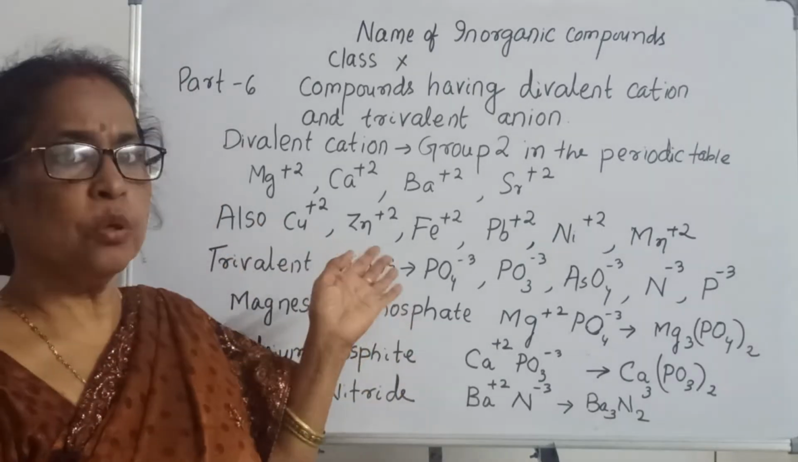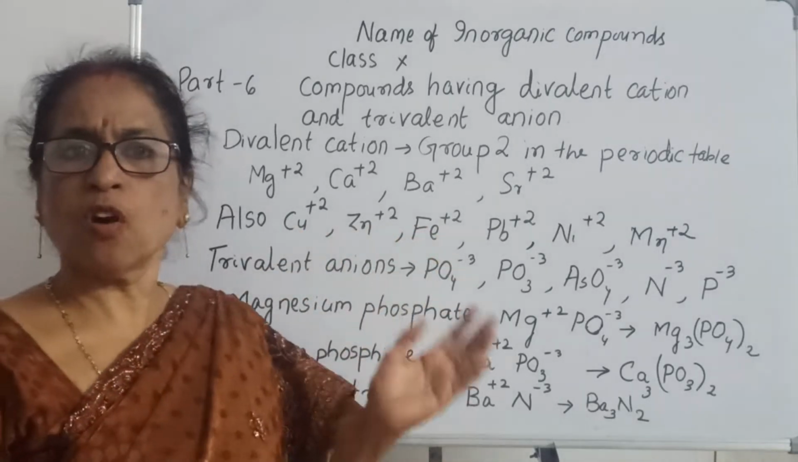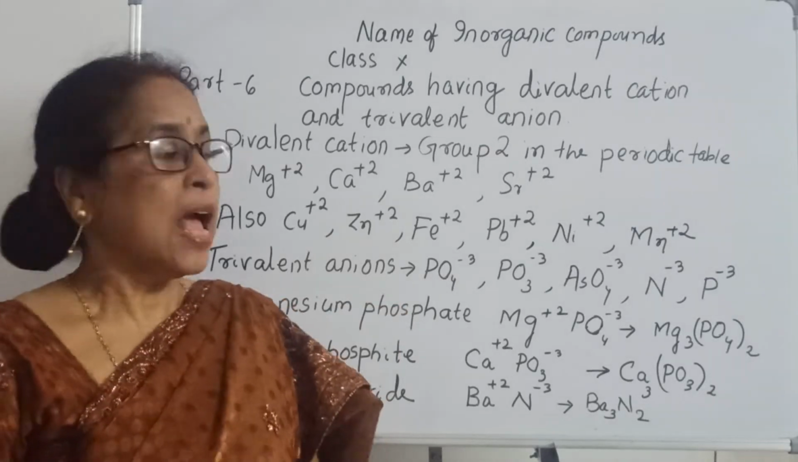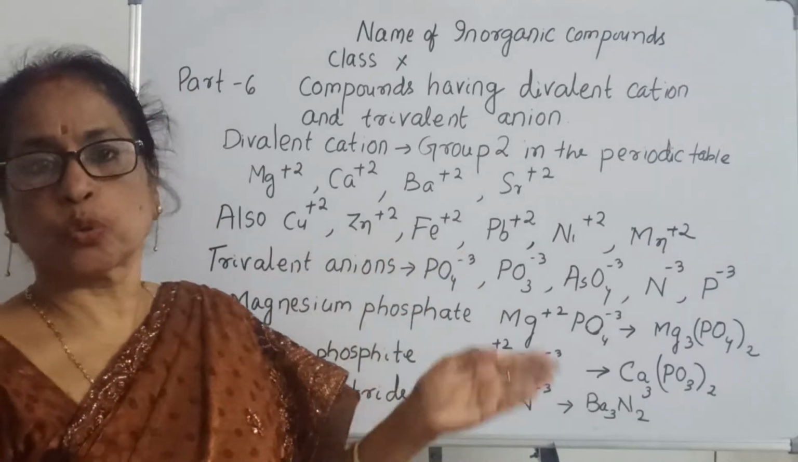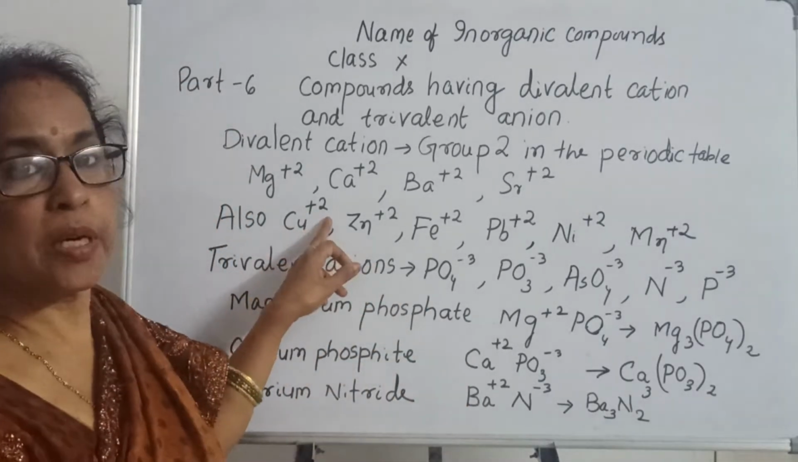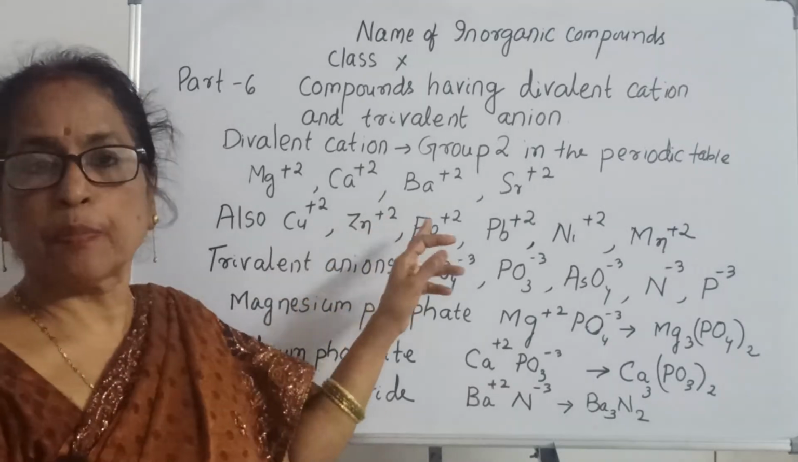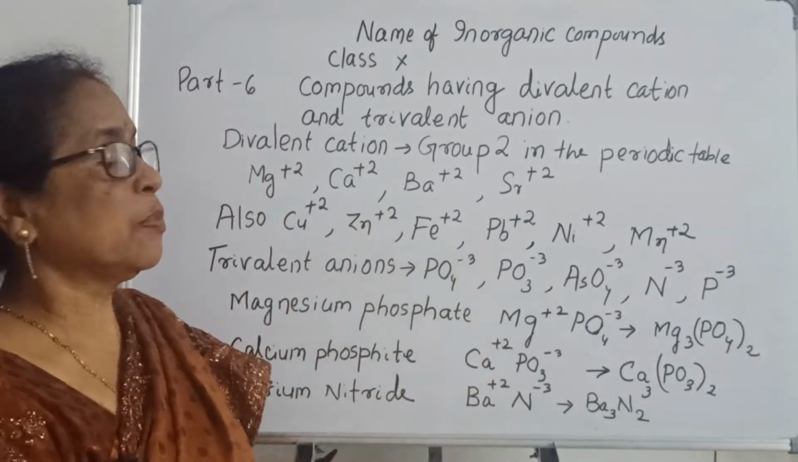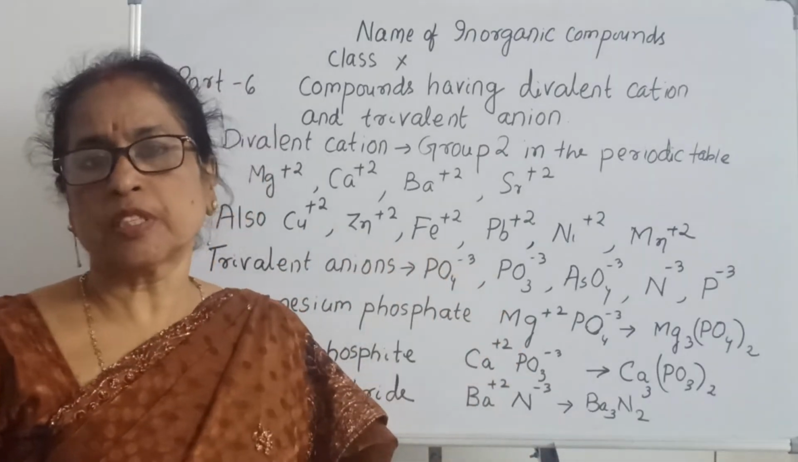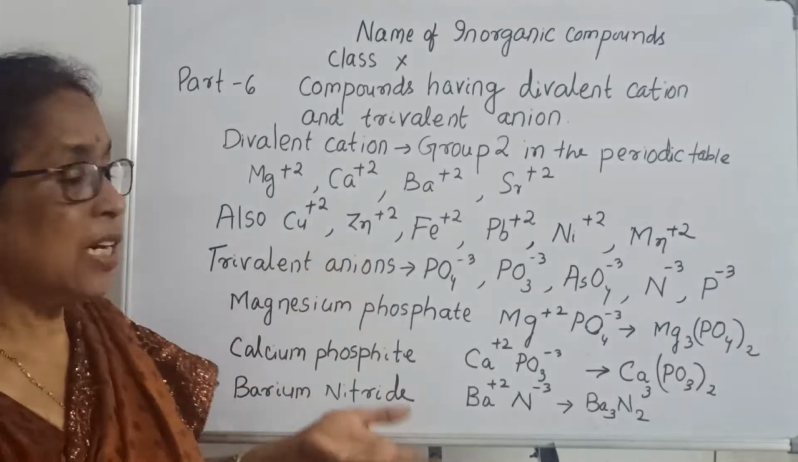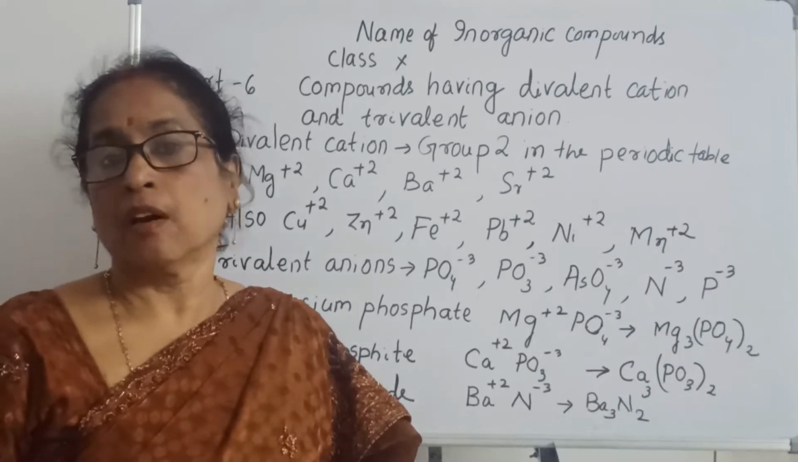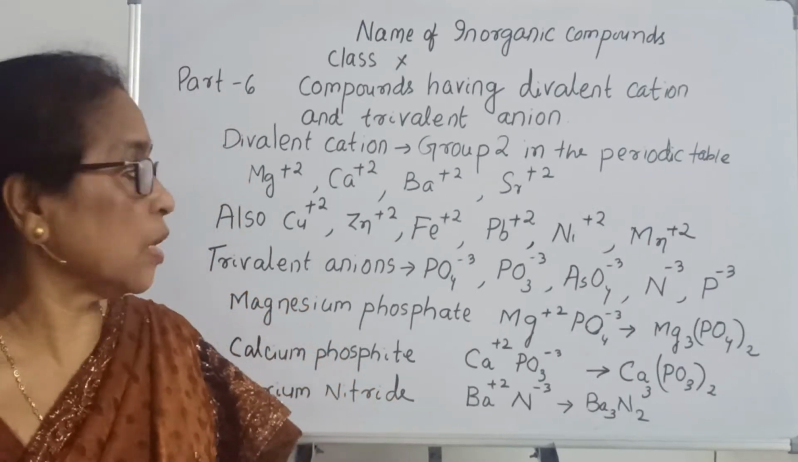Also, though the following elements are not present in group 2, they are known as transition metals, and these transition metals also show +2 charge, divalent cation. That means Cu +2, zinc +2, Fe +2, lead +2, nickel +2, manganese +2. These are all elements that belong to the transition metals. What are transition metals? You can learn that in class 11th and 12th.